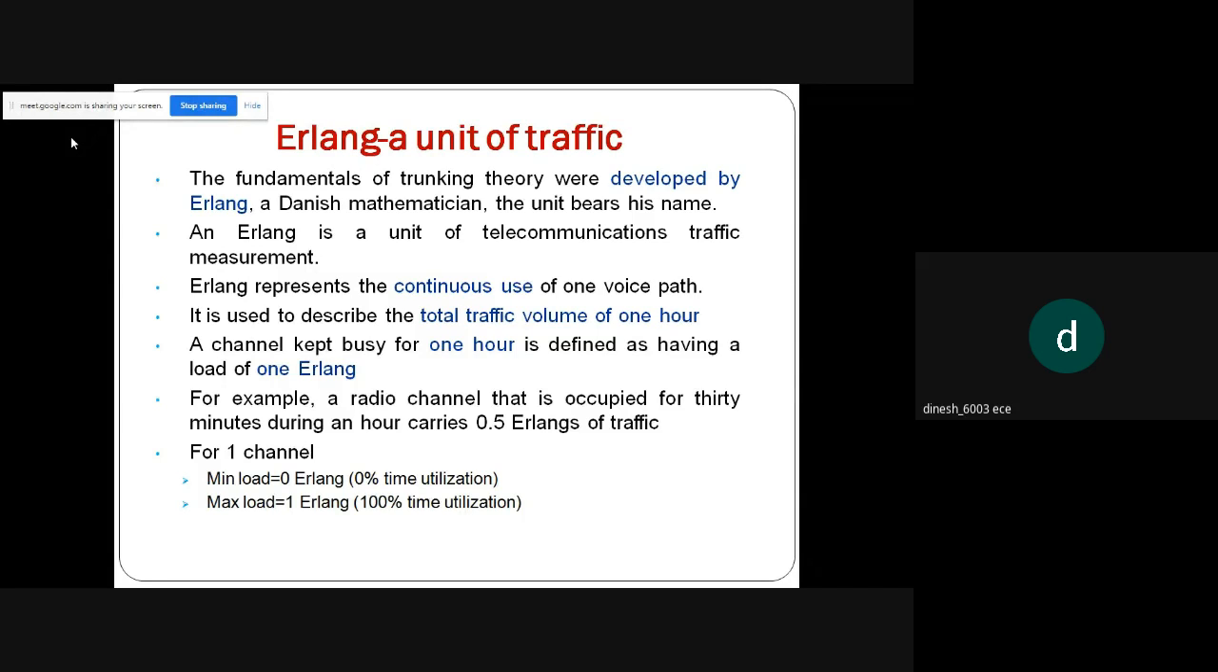So Erlang is a unit of telecommunication traffic measurement. Erlang represents the continuous use of one voice path. It is used to describe the total traffic volume for 1 hour.